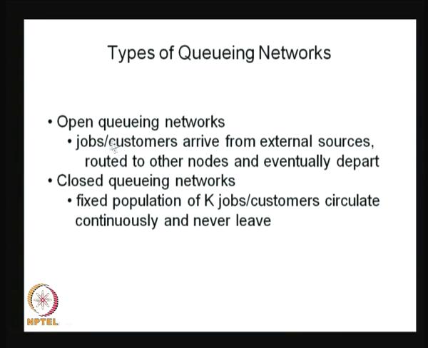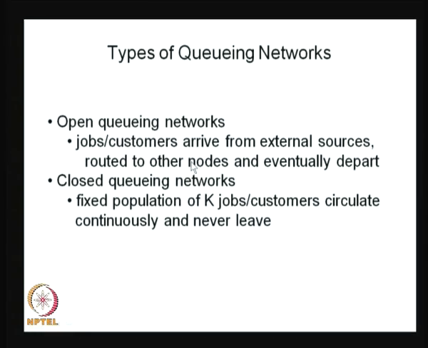What is the meaning of open queuing networks? The jobs or customers arrive from external sources, are routed to other nodes and eventually depart. Therefore, there is a source and there is a sink also. The external source, and they eventually depart from the queuing network also. Therefore, that type of queuing network is called the open queuing network.